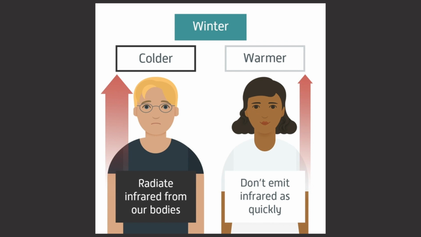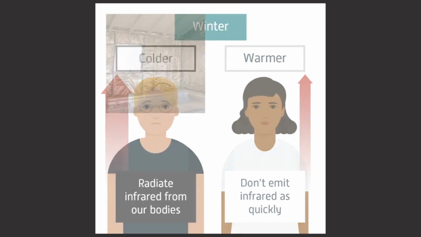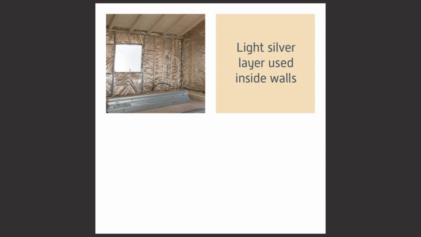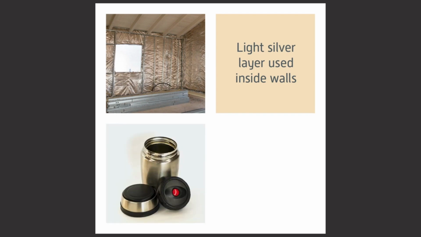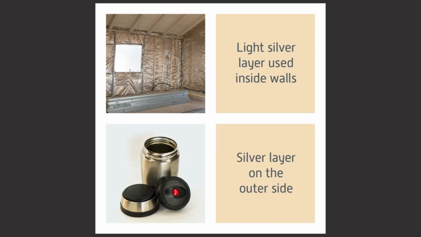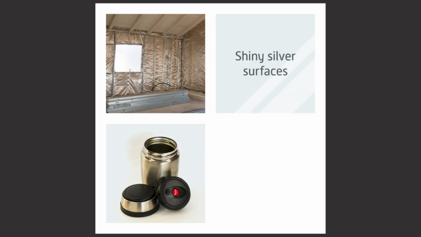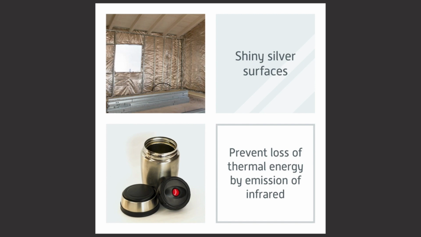We make good use of this in many ways. Examples are found in house insulation, where a light silver layer is used inside the walls, and in vacuum flasks, where there is a similar silver layer on the outer side of the flask. These shiny silver surfaces prevent loss of thermal energy by emission of infrared.